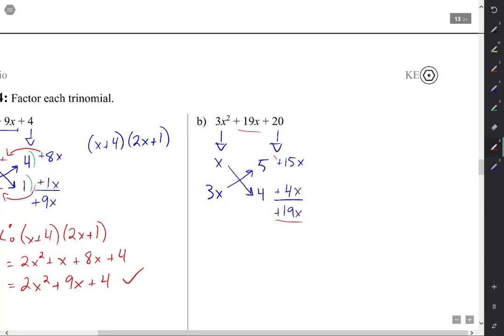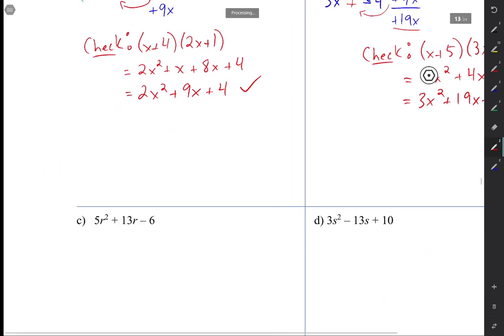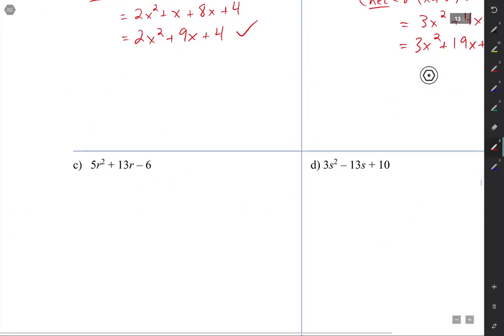So now we're going to place these signs in here. Plus sign goes here and a plus sign goes there. And we are factored. So we get x plus 5 times 3x plus 4. And again, I just checked my answer by foiling and I got the original expression, so we're good. Try to get into the habit of checking, especially this year, so we can really make sure we're doing this correct.